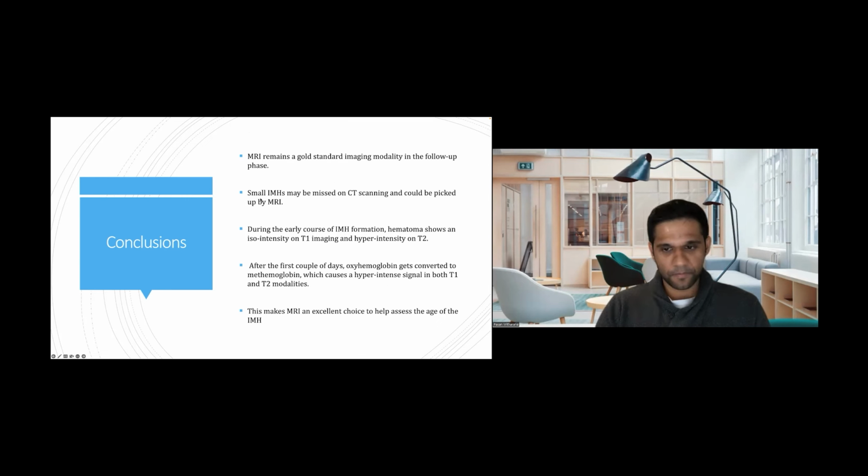During the early course of IMH formation, the hematoma shows an iso-intensity signal on T1 imaging and a hyper-intensity signal on T2. Now, one of the reasons is that after the first couple of days, the oxyhemoglobin gets converted to methemoglobin, okay, which causes a hyper-intensity signal in both T1 and T2 modalities. Now, what that means is this makes MRI an excellent choice to help assess the age of the IMH.